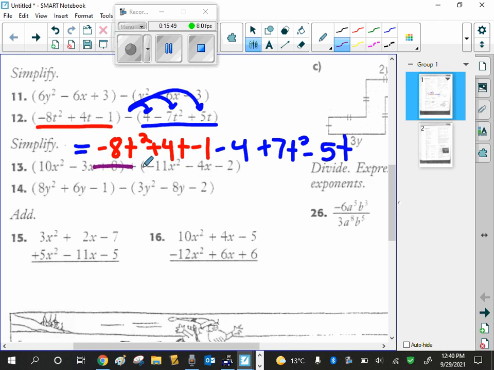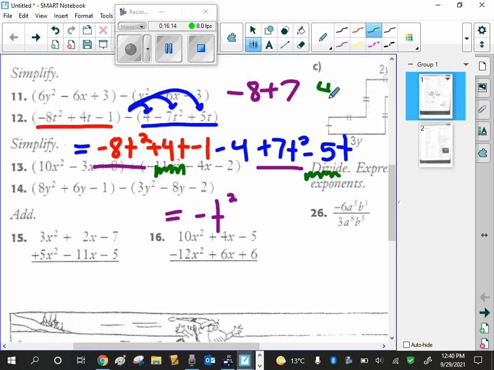Okay, t squared: negative 8t squared plus 7t squared. Negative 8 plus 7 is what you do on your calculator. And you don't ever get it wrong. Negative 1 t squared. Try not to use a calculator. Try to guess first and then confirm it with the calculator. Next is 4t subtract 5t. So you do 4 subtract 5. 4 subtract 5 is negative 1. Keep the t.